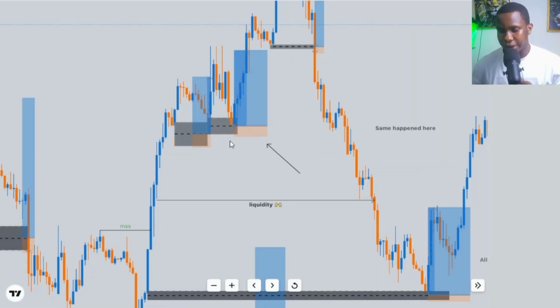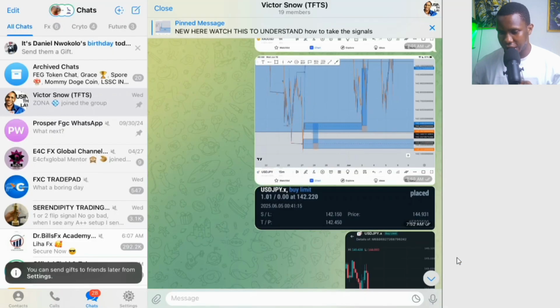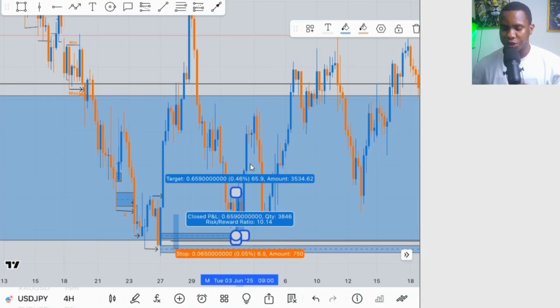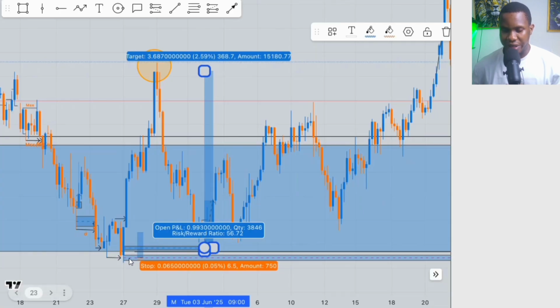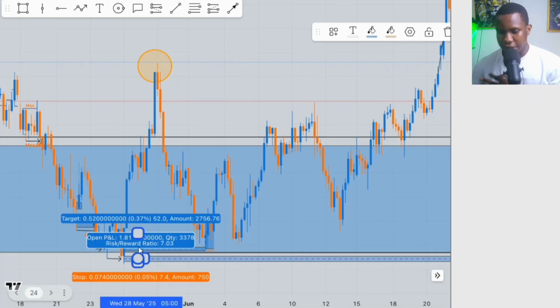Same thing happened here. This trade right here, also this trade also here. This particular trade is a trade I took on my Telegram community. So the thing is 1:10 risk to reward ratio. Currently we have another buy right here, but we didn't fill it up. If you are to hold on to this trade would have gotten a 1:56 risk to reward ratio, but I stepped out as 1:10 risk to reward ratio, guys. And this second one is 1:7 risk to reward ratio, guys.